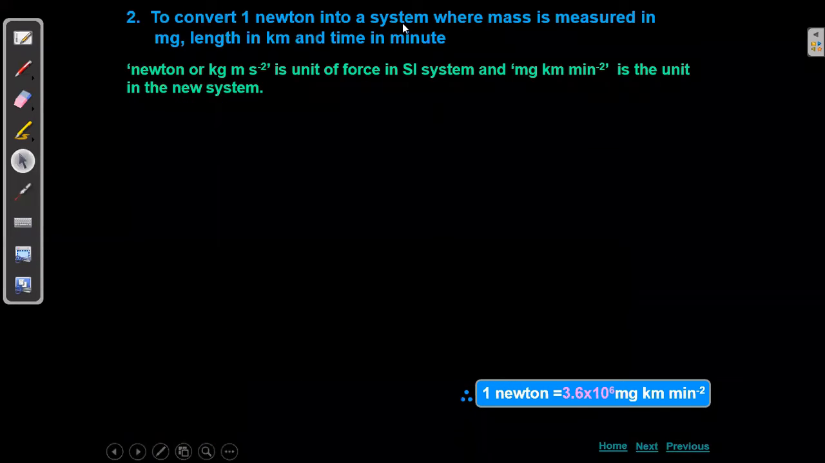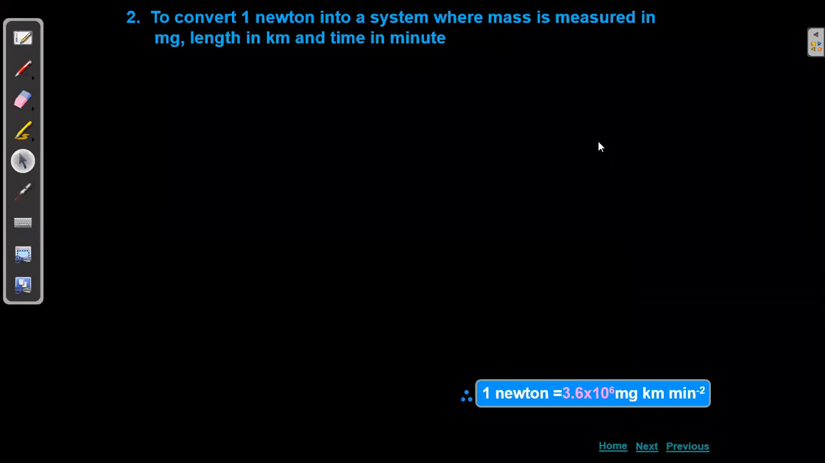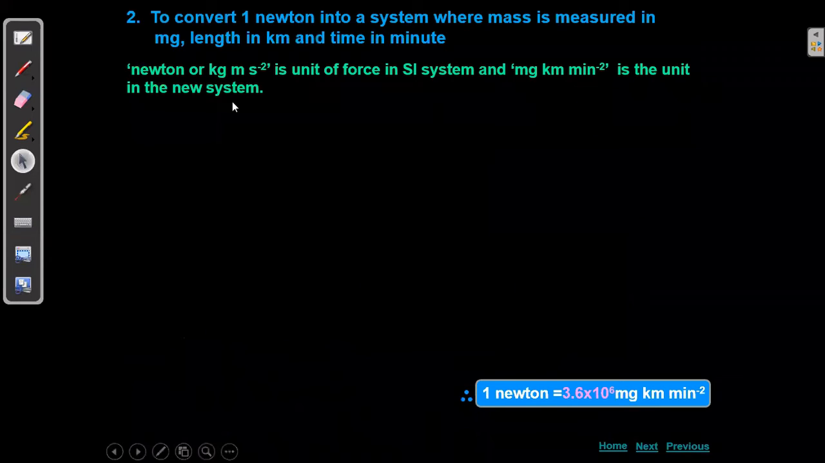Next, to convert 1 Newton into a system where mass is measured in milligrams, length in kilometers and time in minutes. Right, we'll see exactly, we'll understand. Now, Newton or kg meter per second squared is the unit. That is what 1 Newton they are speaking about. Already they gave 1, so N1 value is clear.